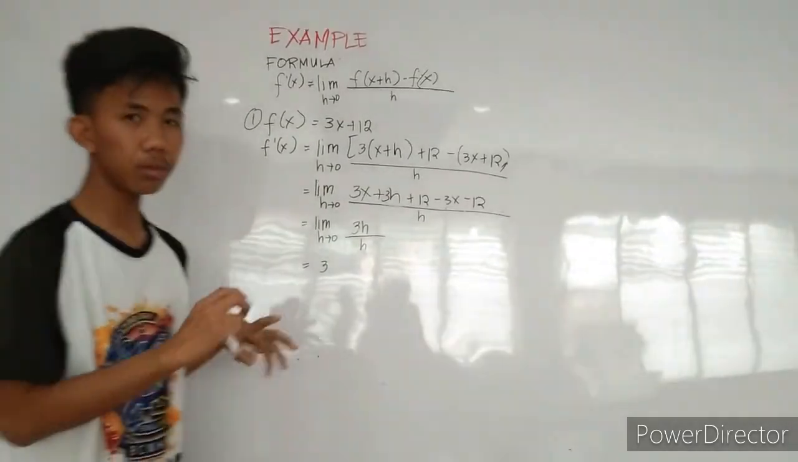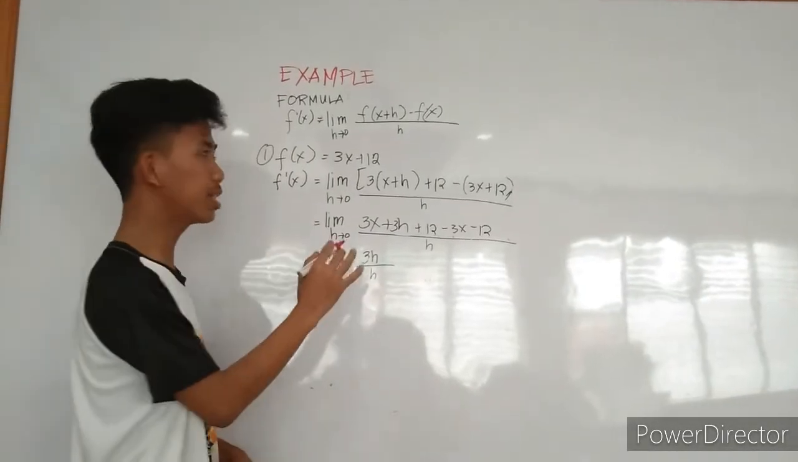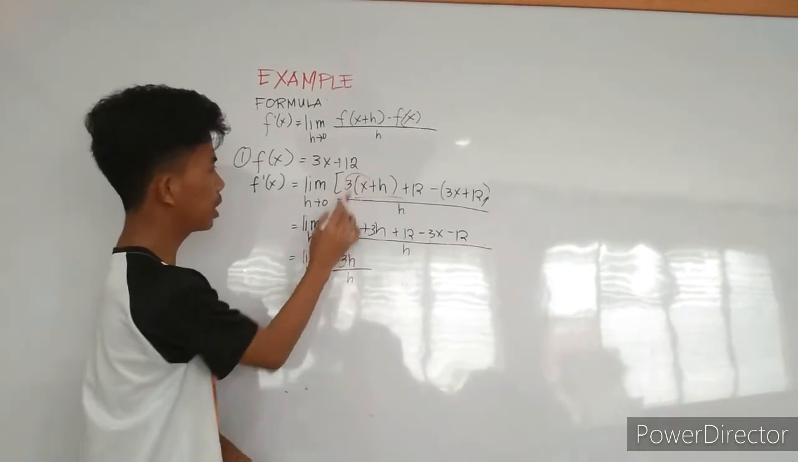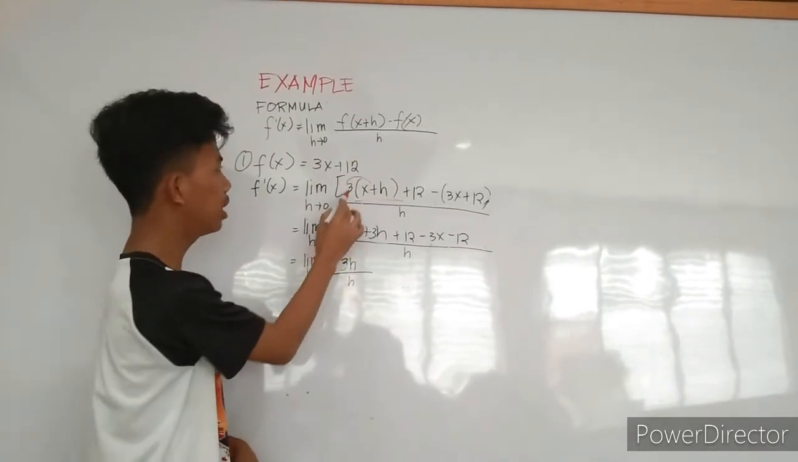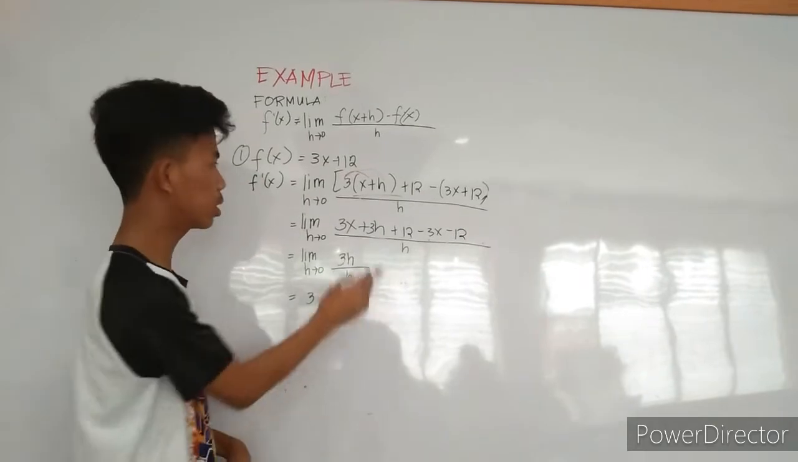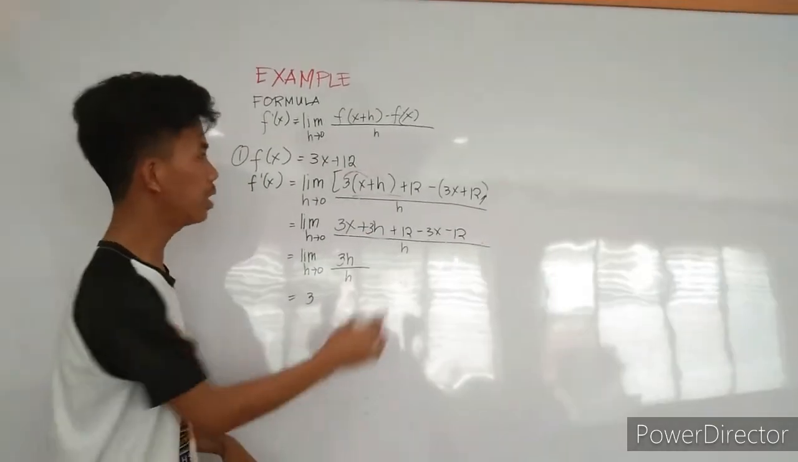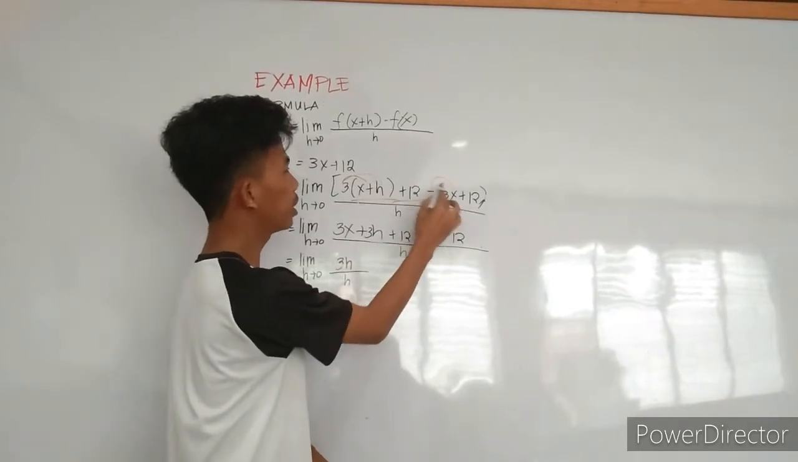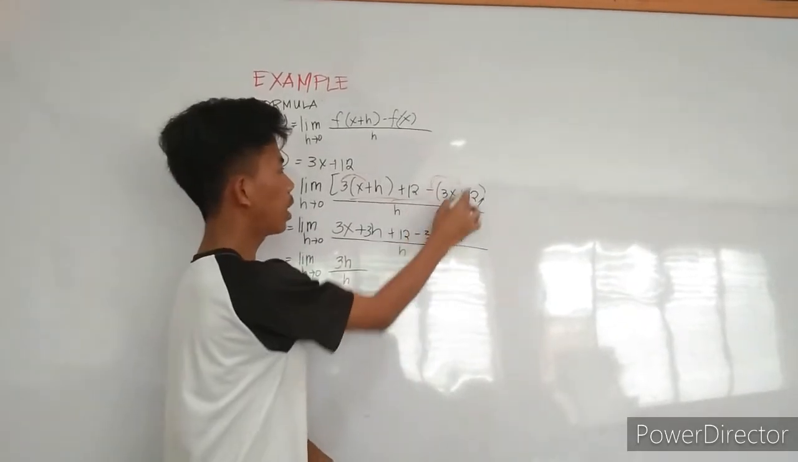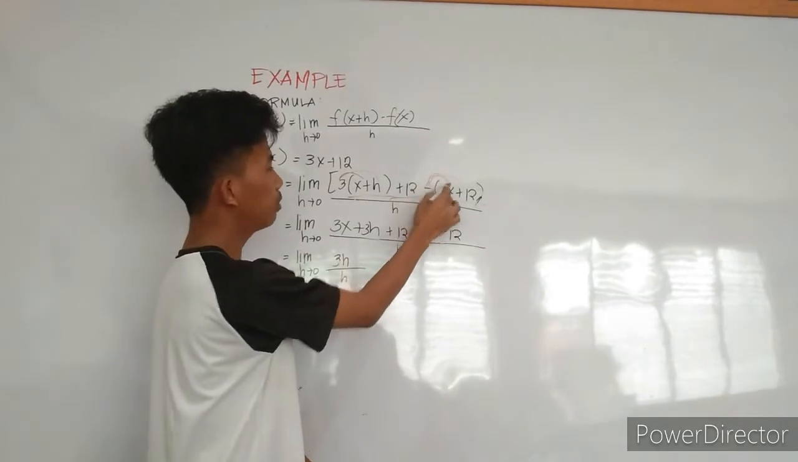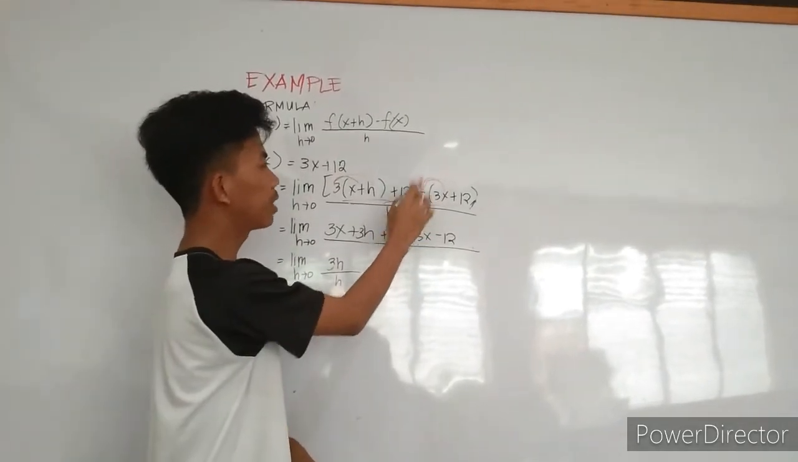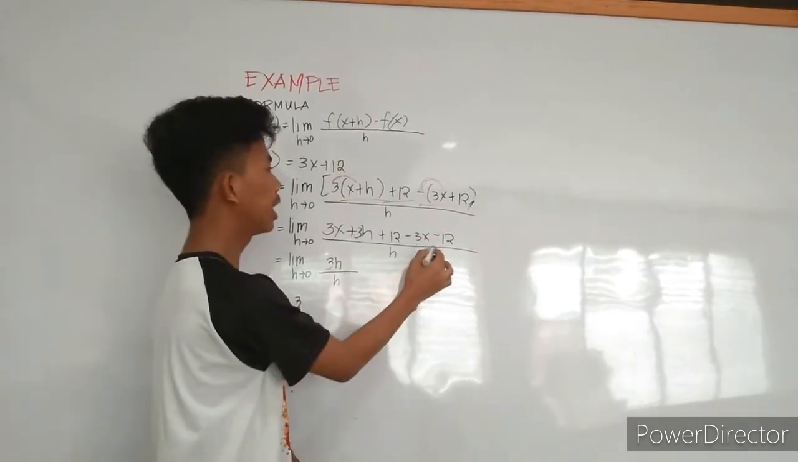And then, let us distribute the constant to this quantity. So, 3 times x equals 3x, and 3 times h is equal to 3h. Then, copy the 12. Let's copy this and distribute the negative sign to this quantity. So, negative 3x equals negative 3x. The negative times positive 12 equals negative 12.